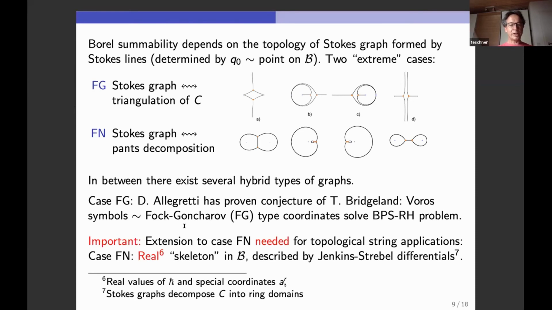But for us, and that was causing us considerable headaches, what we really need is the extension of all that to these other cases, where we have Fenchel-Nielsen type networks and Fenchel-Nielsen type coordinates, which are associated to pants decomposition. That is interesting in particular. The corresponding quadratic differentials are also called Jenkins-Strebel differentials, and these are what we need in order to really extract the topological string partition functions, which we can compare to topological vertex computation. So this case is of particular interest.